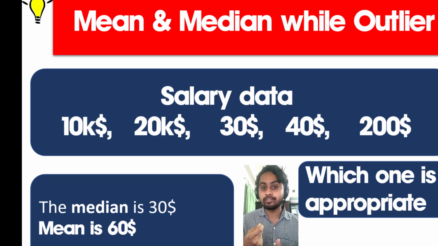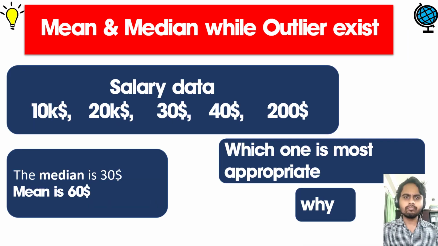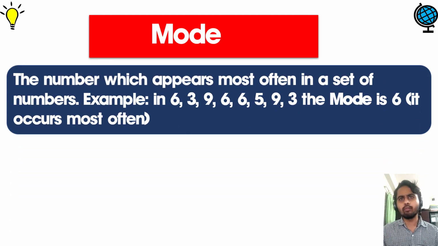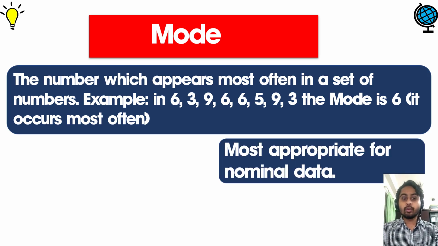How did I find that an outlier exists? I can see that $200,000 is very different from all the values. Alright, moving on to mode. Mode is the value which occurs most often in a data set. As you can see here, mode is 6 because 6 occurs 3 times in this data. It is most appropriate specifically for nominal data, which is also categorical. Yes, you can also use it for quantitative data, but mean and median are more appropriate for quantitative data.